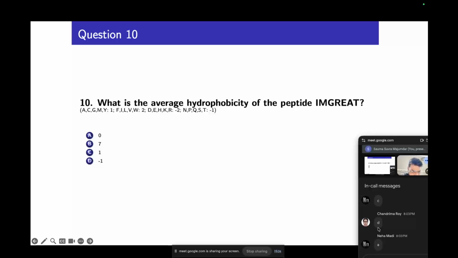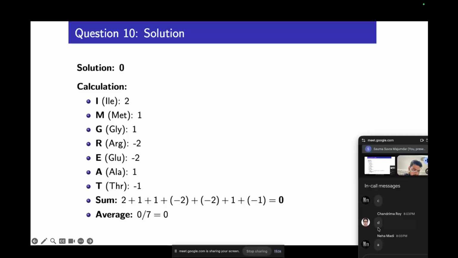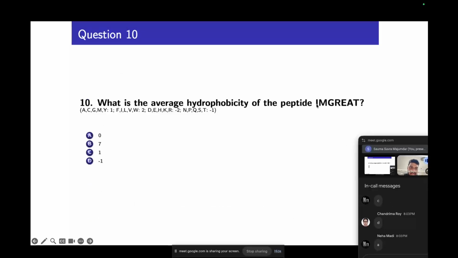Okay. I see A. I think A is the correct answer. D is certainly not the correct answer. I don't know how you got D. It's a simple addition. So basically, for I it is 2, M it is 1.